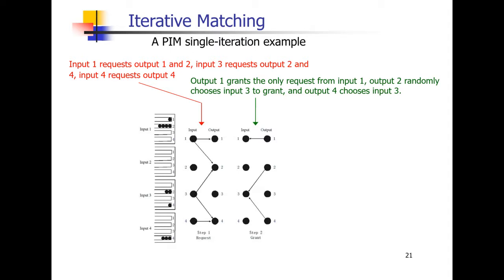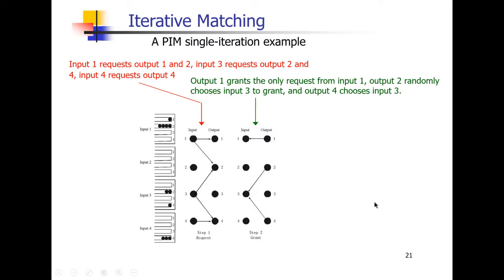And since here we are in the PIM algorithm, which is based on the random selection, the choice is random. So randomly we choose one of the 2 requests, and in this case input node number 3 is chosen. The same for output node number 4 that received 2 requests and then randomly selects one of the 2. And in this case, output 4 selected a request from node 3.